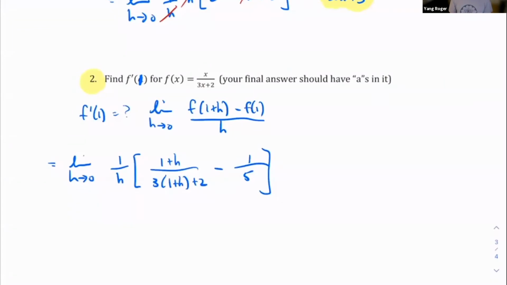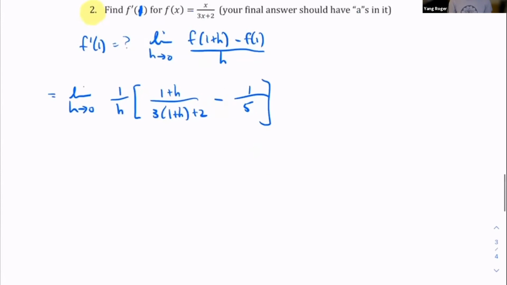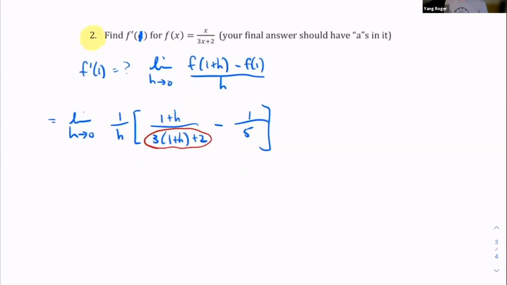Then the next thing I'm going to do is I'm going to put this all under a common denominator. So this looks a little ugly. So maybe I'll simplify this piece right here first. Let me simplify that piece right there. Right, so that piece is going to be 3 plus 3h plus 2. So when I simplify that down, that becomes 5 plus 3h. Okay.